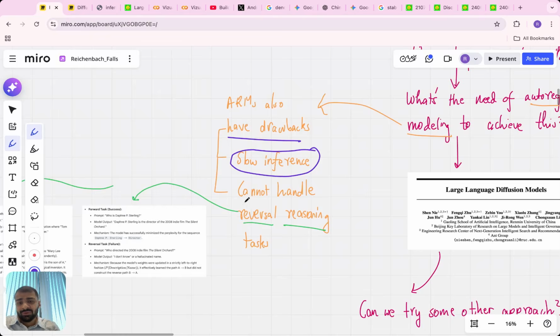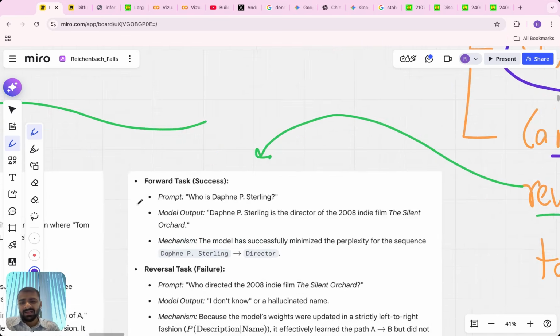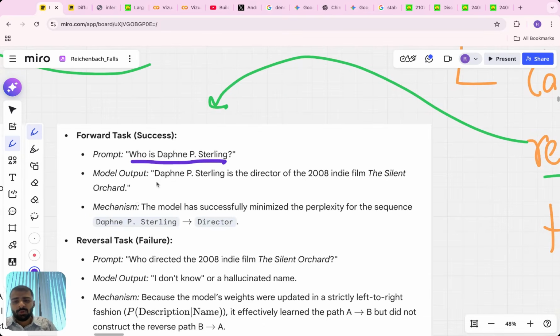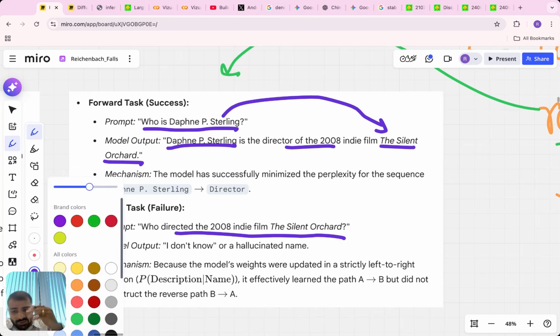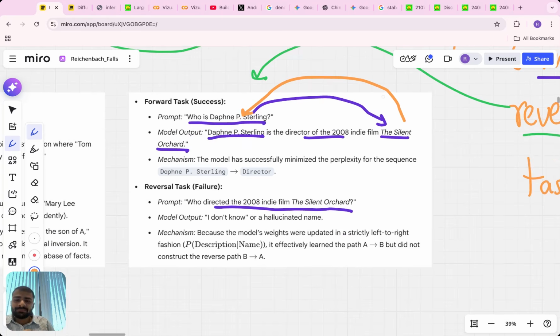The second drawback which they mentioned is that they cannot handle reversal reasoning tasks. What it means is that if my prompt is, let's say, "who is Daphne Sterling," the model output is "Daphne Sterling is the director of the 2008 film The Silent Orchard." But if I ask the model who directed the film The Silent Orchard, the model may hallucinate. The model can go from Daphne Sterling to The Silent Orchard, which is fine because it's one new token generated at a time. But reverse reasoning becomes very difficult for the model. From this film, it finds it difficult to guess who directed it.